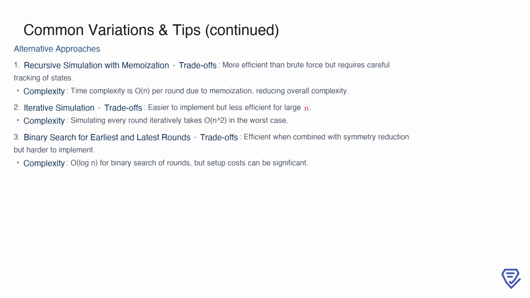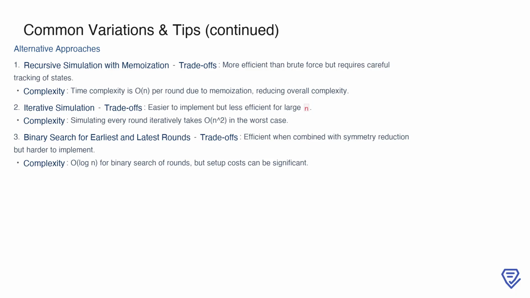There are also alternative approaches to solving this problem. A recursive simulation with memoization is more efficient than brute force since it avoids redundant calculations by carefully tracking states. Its time complexity is O(n) per round due to memoization, which helps reduce the overall complexity. An iterative simulation is often easier to implement but can become less efficient for large values of n, as simulating every round iteratively may take O(n squared) in the worst case.